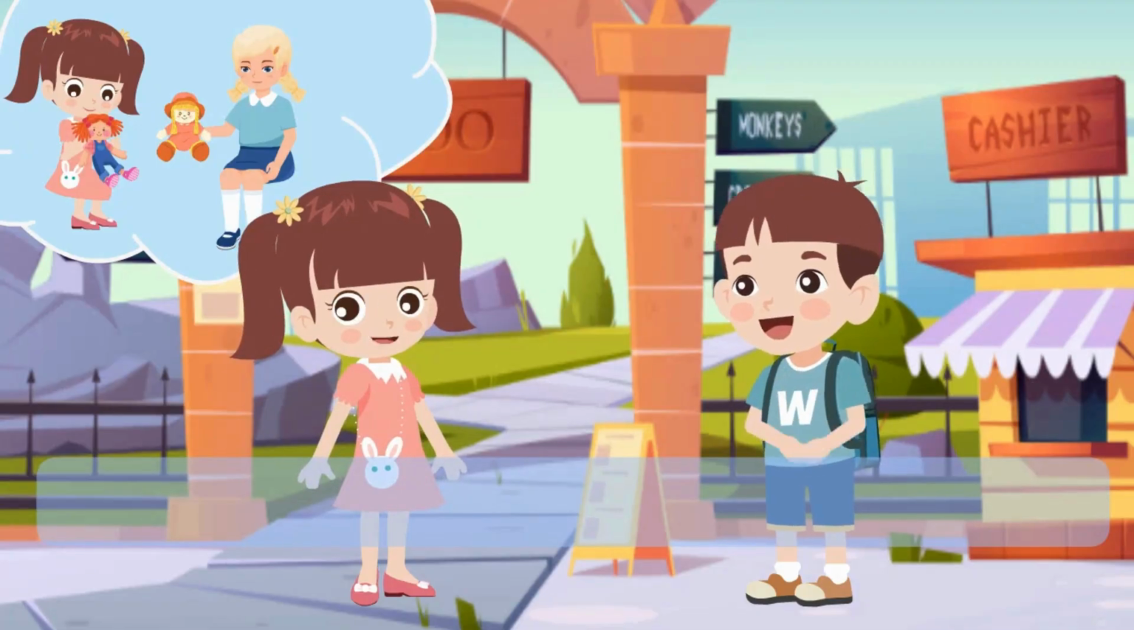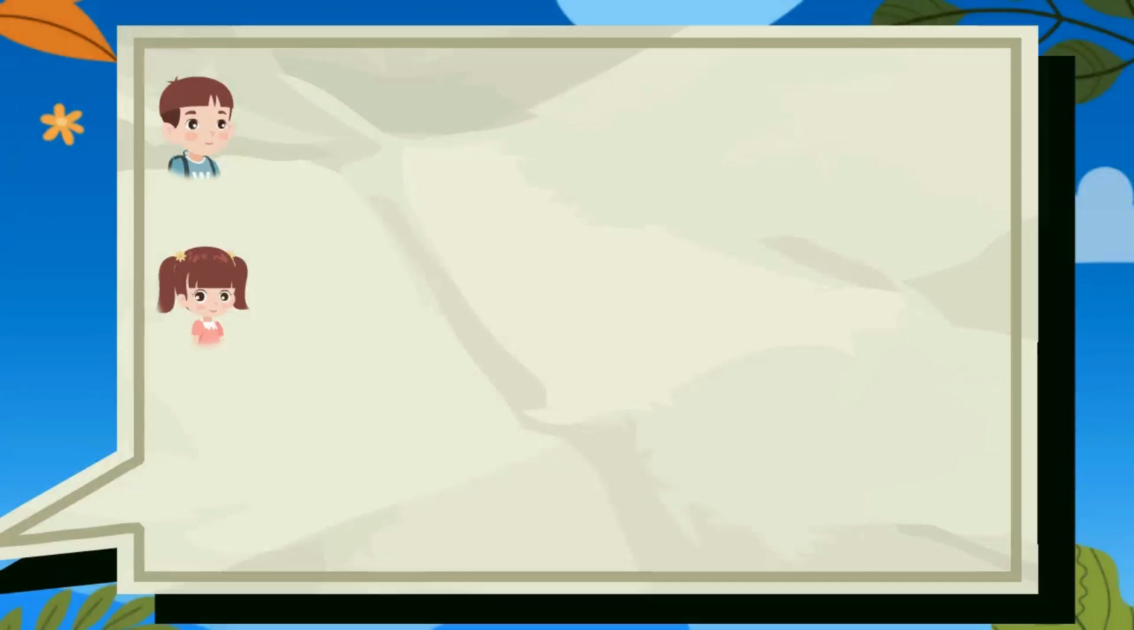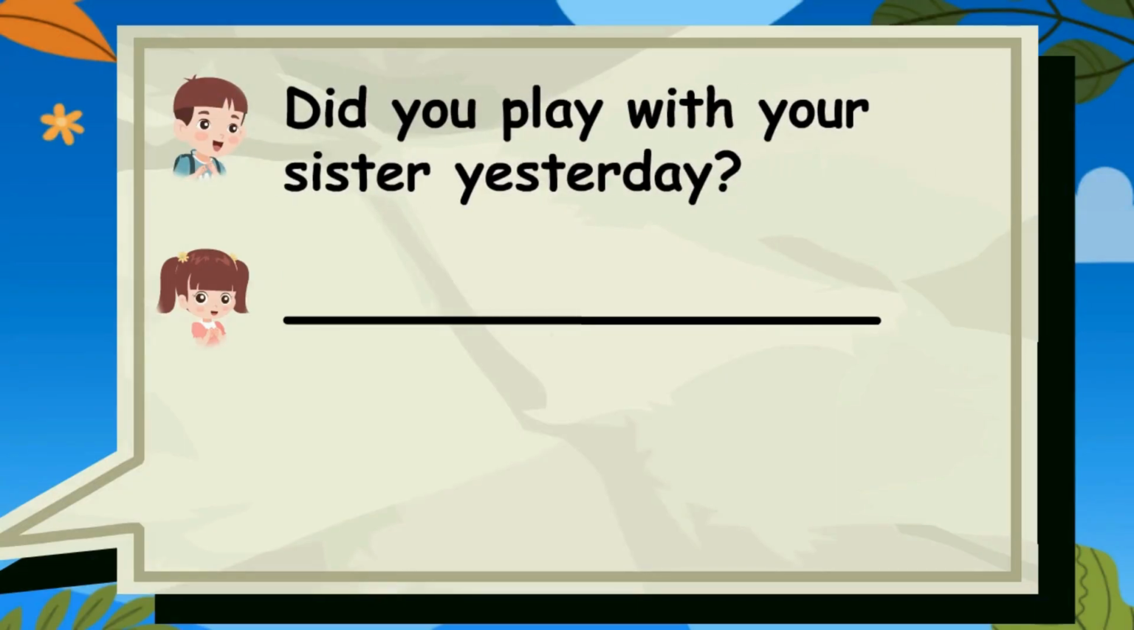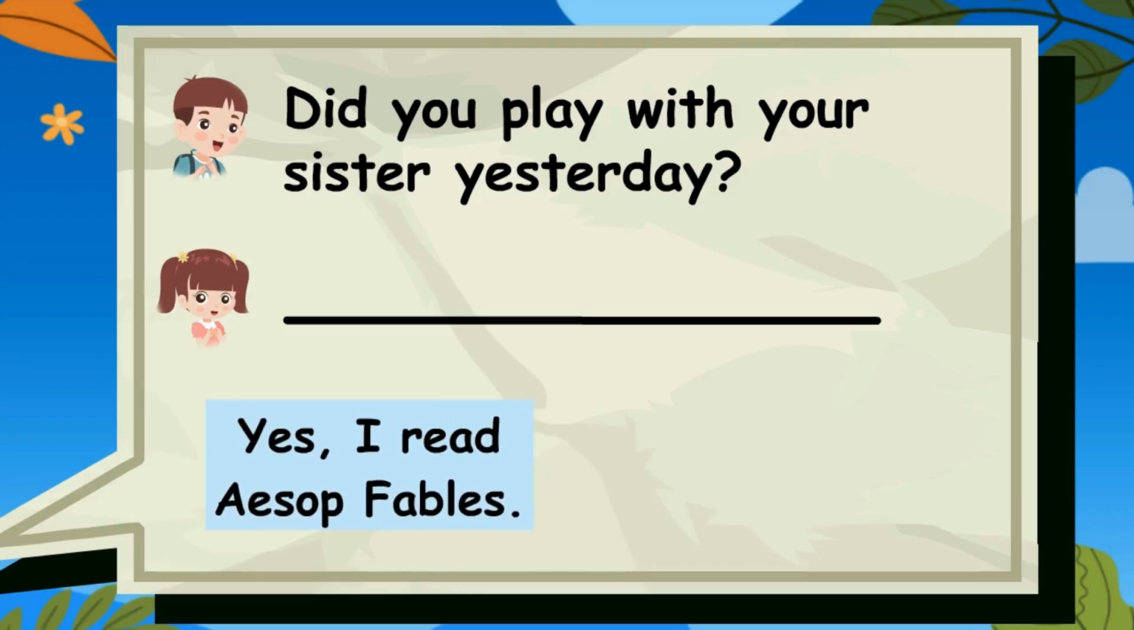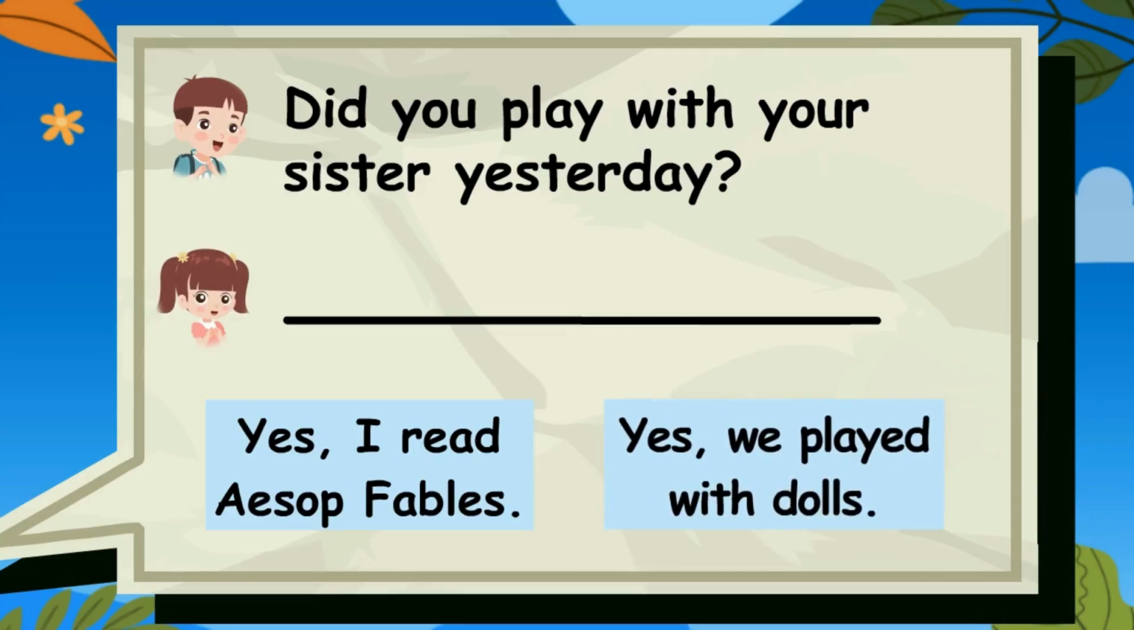What did Lily say? Did you play with your sister yesterday? Yes, I read Aesop Fables. Yes, we played with dolls.